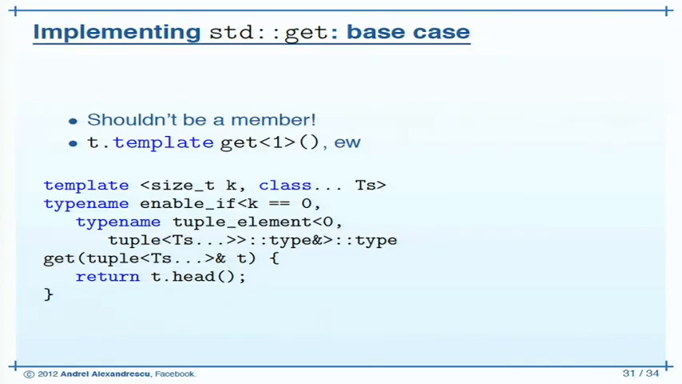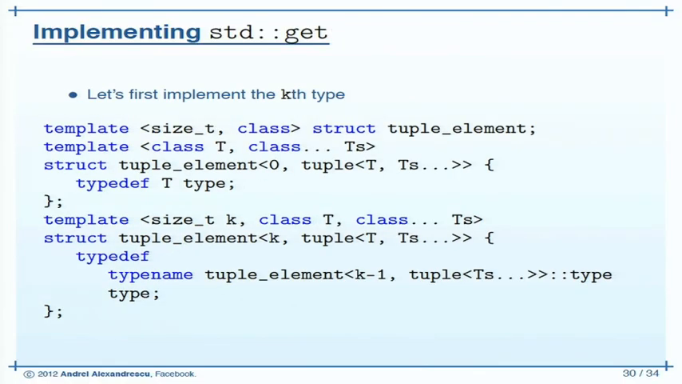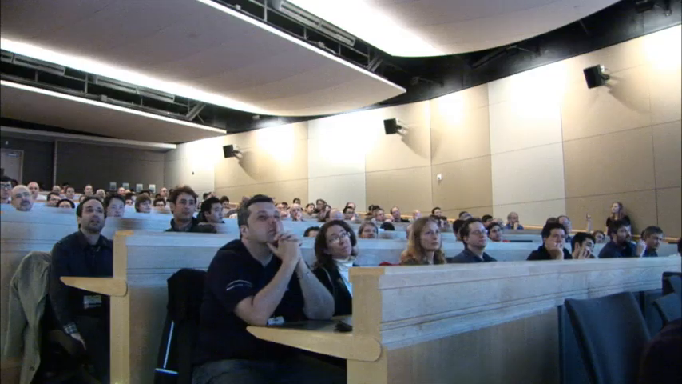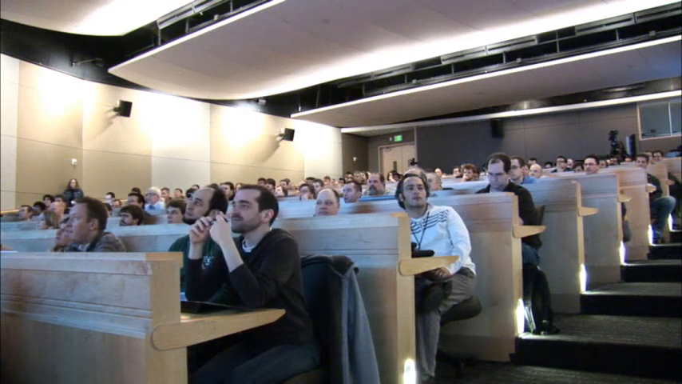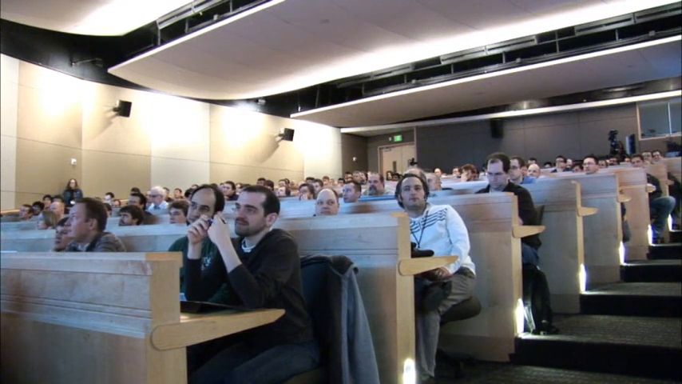Also, let me add this. You gotta define tuple element anyway because it's in the standard. So if I need to go through the effort of defining it, why not avail myself of it? And the second question was, why don't I use composition instead of inheritance here? I mentioned this empty base optimization.